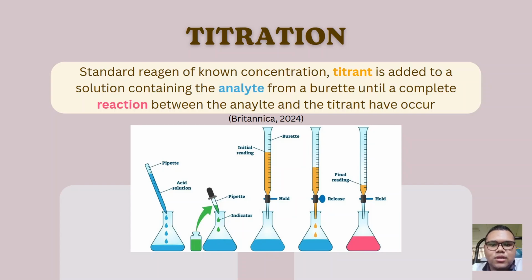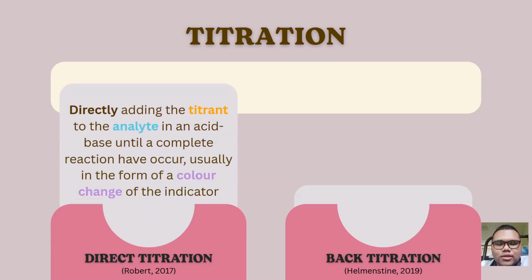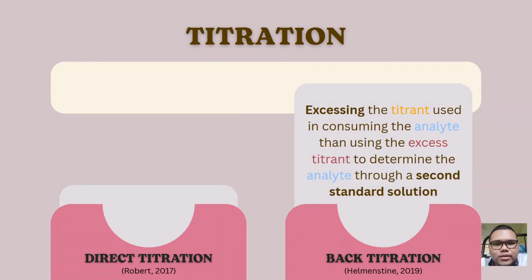This chemical reaction usually comes in the form of a color change, done by inserting an indicator into the solution containing the analyte. There are 2 types of titration: direct titration and back titration. Direct titration is done by adding titrant directly into the analyte until a complete reaction occurs in the form of a color change by the indicator. Back titration occurs when the titrant is added excessively, consuming the analyte, resulting in an excess titrant that can be used to determine the analyte through a second standardized solution.